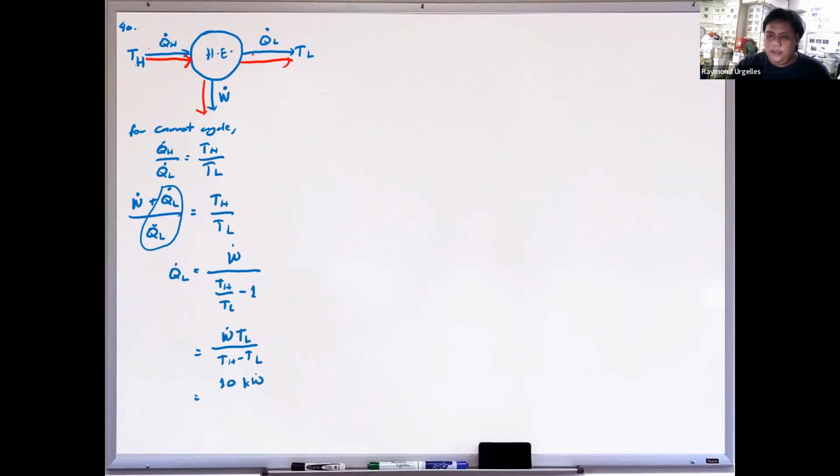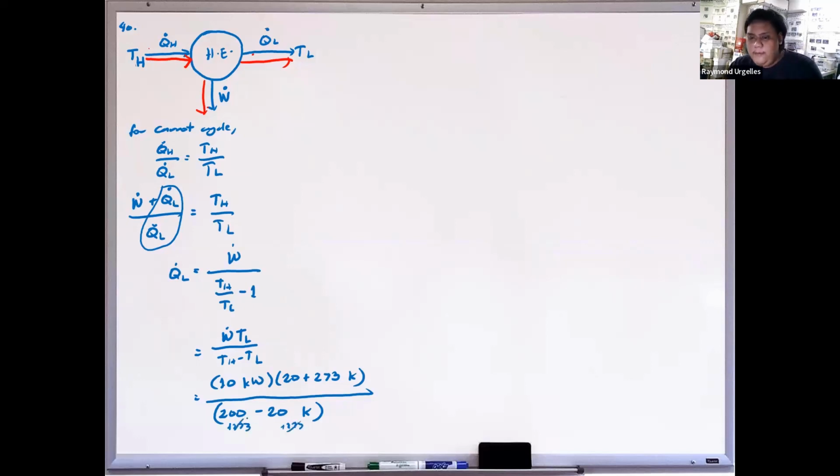So what is TL? Just remember, it should be absolute temperature, so we add 273 to make it Kelvin. Then high temperature minus low temperature. This will already be in Kelvin. Imagine if you add 273 here and add 273 here, they cancel because of the minus. So there's no need to add 273 for a change in temperature. So this will be in kilowatts as well. This is our QL. So we have the heat rate now.